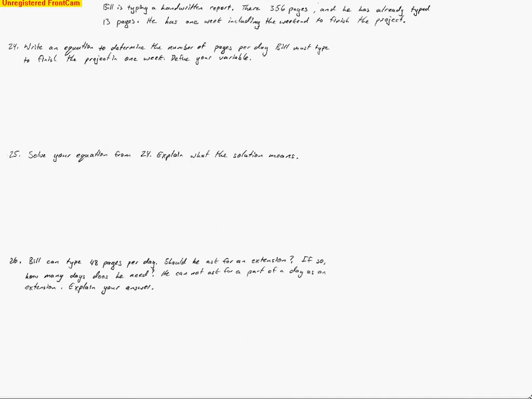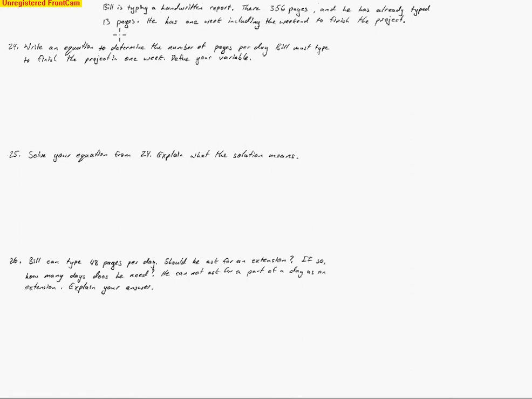So this is the final part of the study guide for the Chapter 1 test, and this goes over the performance task that you'll see. The performance task is pretty much like this one, just the name is different and the numbers are different. Here it says Bill is typing a handwritten report, and there are 356 pages. He's already typed 13 pages.